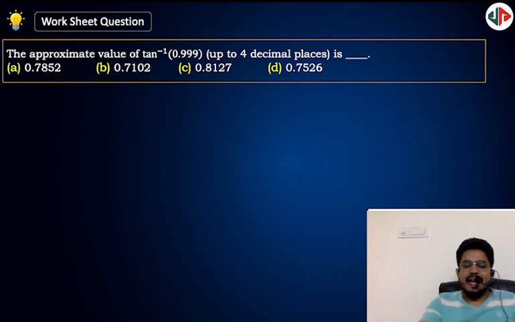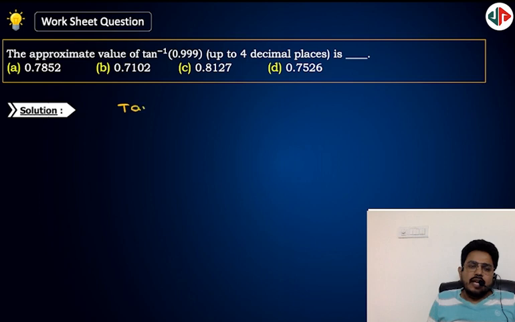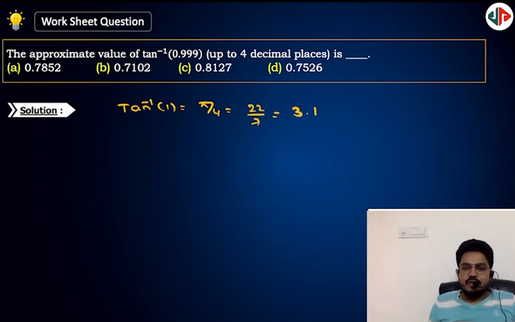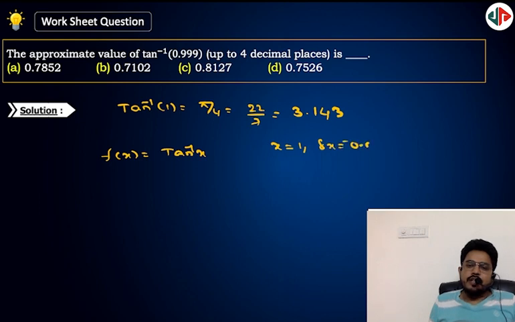Approximate value of tan inverse of this value. So you know that tan inverse 1 is equal to pi by 4, which is equal to roughly 22 by 7. If you want to take 3 and 10, 1, 30. So 4, 20. It will be equal to, nearly equal to this. Now f of x is equal to tan inverse of x. I don't want 1. So x is equal to 1. Delta x is equal to minus 0.001.